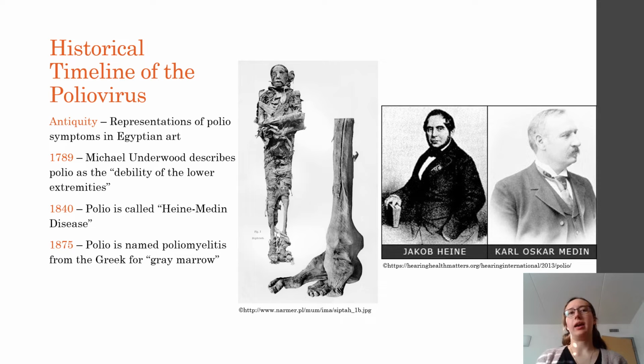In 1789, Michael Underwood described polio as the debility of the lower extremities. And in 1840, polio is called the hind maiden disease, and you can see pictures of those two researchers on the right. They did great work and research on the polio virus, and this led to, in 1875, polio being named from the Greek for gray marrow, polio meaning gray, and myelos meaning marrow.